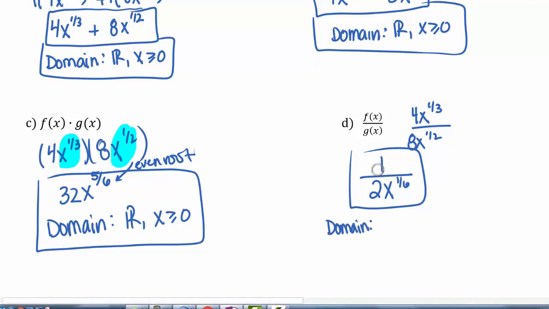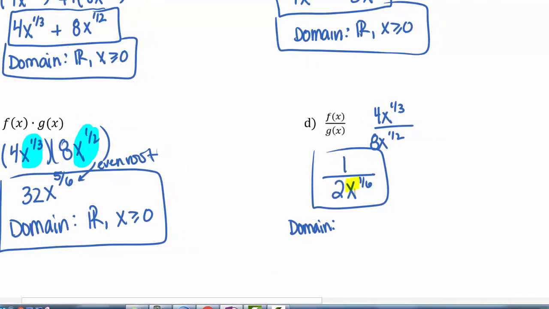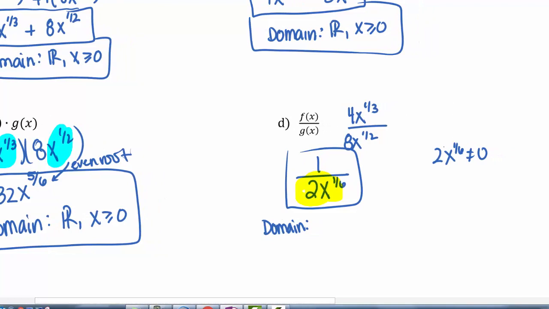So here's where we have to be careful. Now I have this fraction. And if you remember from above and from previous lessons, your denominator can't be 0. So 2x to the 1/6 cannot equal 0. So if I solve for x, the only way for that to happen, divide by 2, raise both sides to the 6th power, x can't be 0.